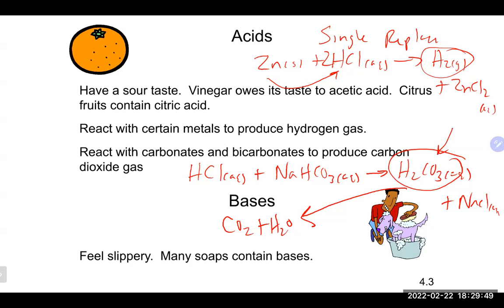Many bases feel slippery. A lot of soaps, Drano, those type of things are bases. A lot of our strong bases come from group 1 and group 2 on the periodic table. Group 1 is what, guys? Those are the alkali metals. Group 2 are the alkaline earth metals. The word alkaline means basic. So alkaline means basic, and that is where a lot of our strong bases come from.